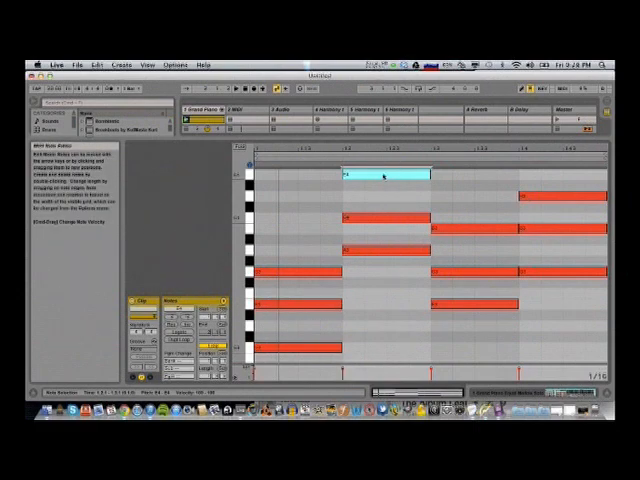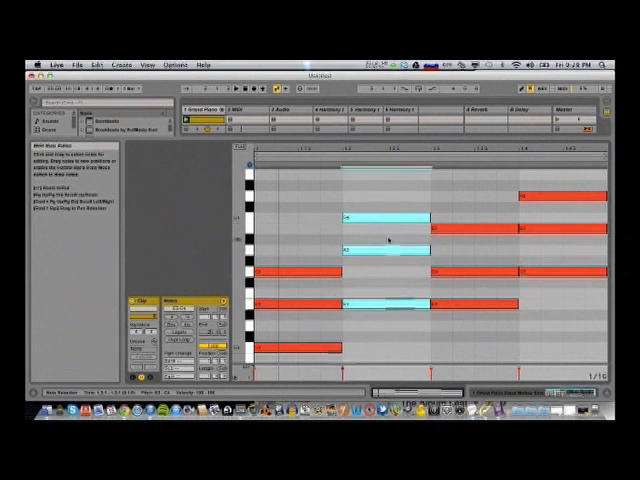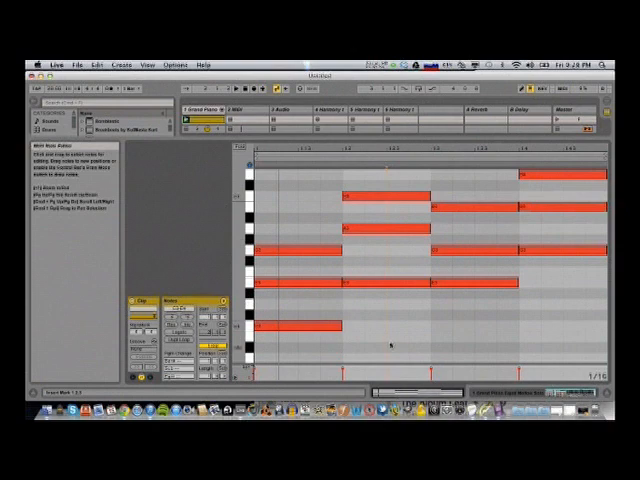So let's take this E and let's move it down an octave. Okay, so we just inverted this chord. All the same notes, just in a different order. And now it makes these two flow into each other a little bit better.